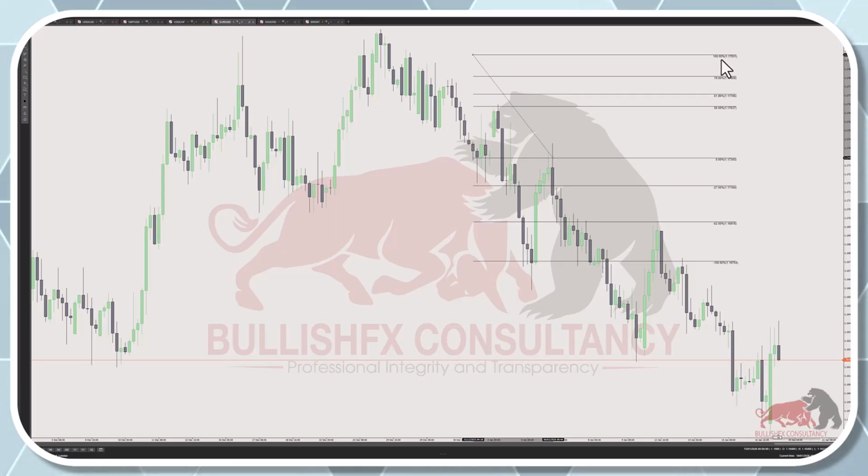Retracement level 100%. If price moves from 0 to 100, that's a complete reversal. Then we've got the 79%, we've got the 61, they're supposed to be 70 here. We've got the 62% retracement level.